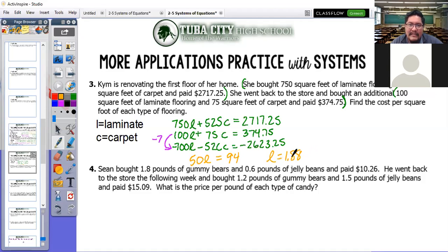All right, so the next thing here, now we know how much the laminate flooring costs. Let's see if we can find out how much the carpeted flooring costs. So I'm going to have to plug it into one of these original equations.